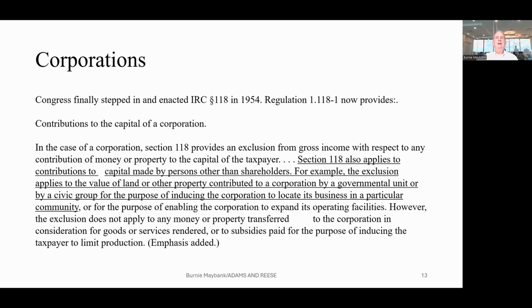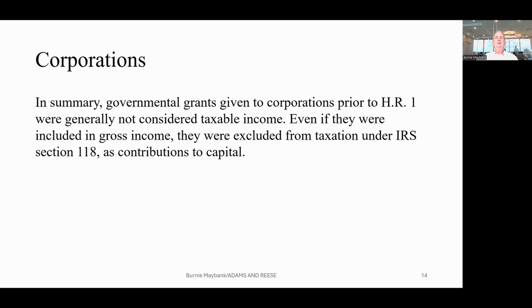Now, Section 118, as we'll get into in a minute, is a corporate income tax provision that doesn't apply, as we'll get into, to LLCs and partnerships. So in 1954, Congress basically stepped in and said economic development incentives are not taxable income to the corporation. They are contributions to the capital of a corporation and not taxable. So in summary, they were not considered taxable income, and if they were included in gross income, they were excluded for taxation under Section 118 as contributions to capital.